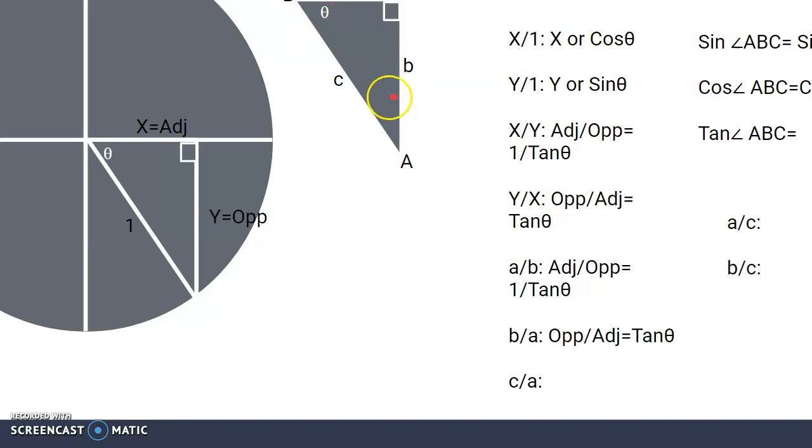Now we're going to move on to hypotenuse over the adjacent. Hypotenuse over the adjacent is going to be 1 over cosine, so that's the inverse of cosine. Now we're moving over to a over c, which is, again, adjacent over hypotenuse, and that is going to be your cosine. Last but not least, we're going to go on to b over c, which is your opposite of theta over hypotenuse, which would be your sine.